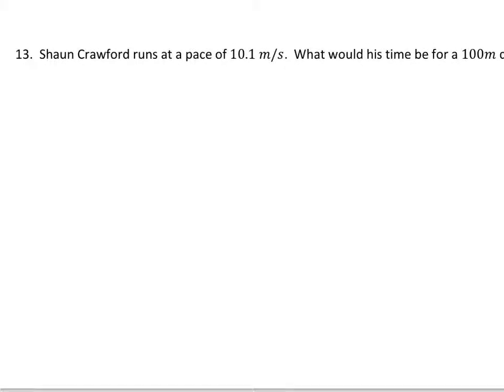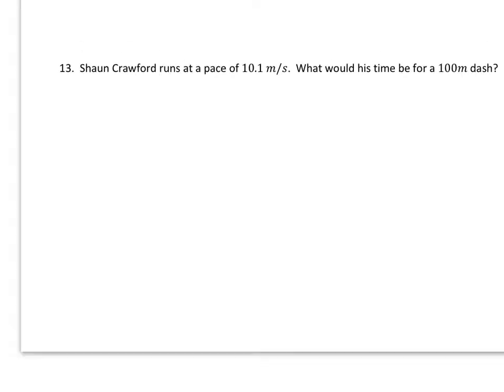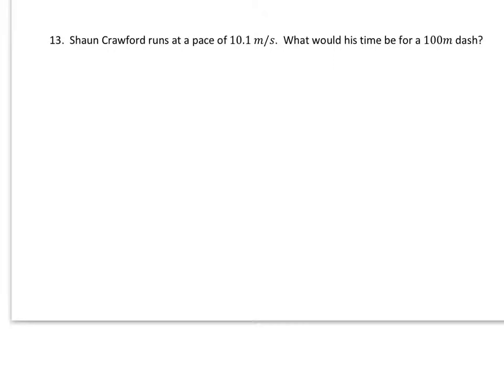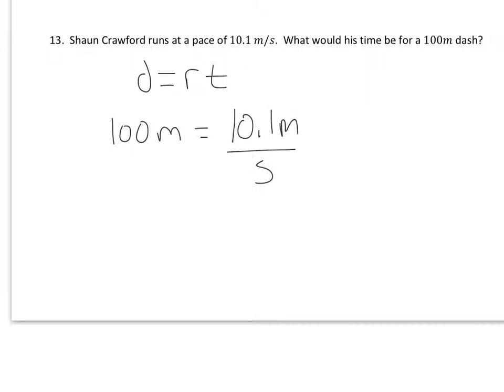Alright. So it says, Sean Crawford runs at a pace of 10.1 meters per second. What would his time be for a 100-meter dash? So remember, distance equals rate times time. What's the distance? 100 meters. What's the rate? 10.1 meters per second. Okay. Times the time, because that's what we're looking for.